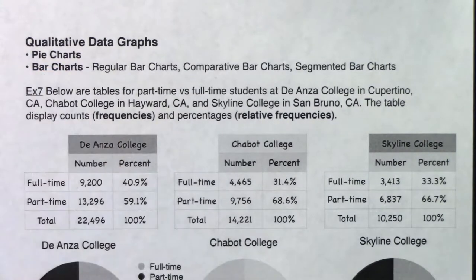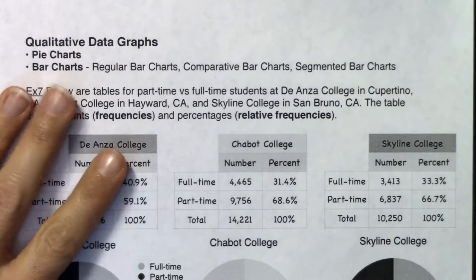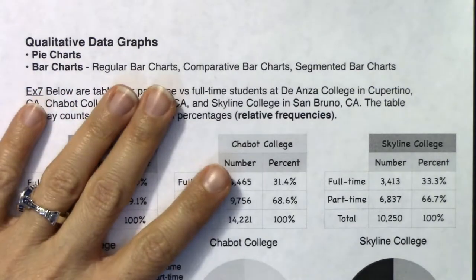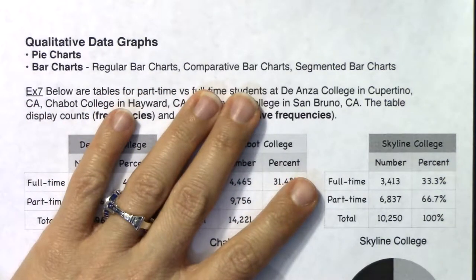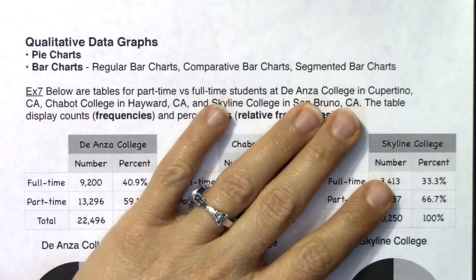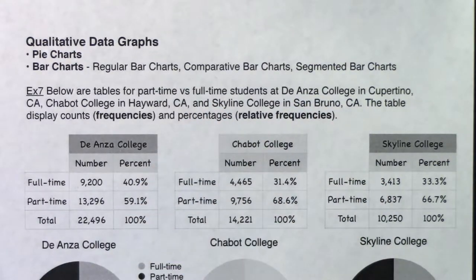Now, for pie charts, we're just gonna look at your standard pie chart. For bar charts, we're gonna look at three versions. We're gonna look at the regular bar chart, the one that looks most like a histogram. We're gonna look at a comparative bar chart, and we're gonna look at segmented bar charts. So let's take a look at example 7.